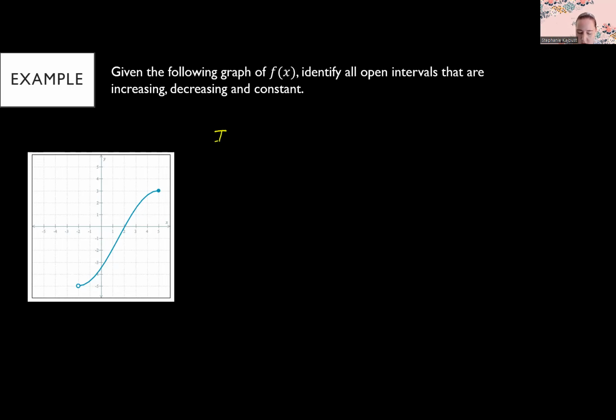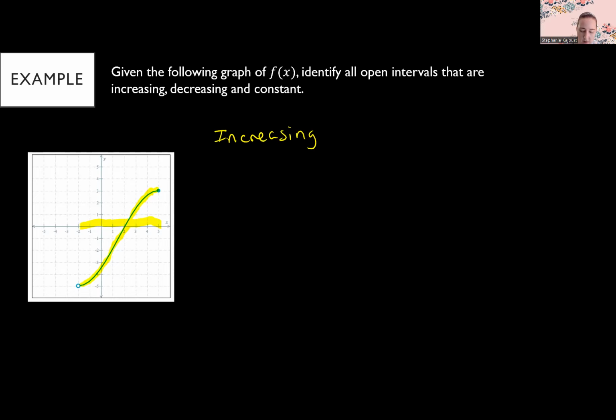And so we've got increasing here. And when you're looking at this graph, it is going up basically along this whole part. So it's going up from -2 until 5. And that covers the whole graph. That's the whole domain. We don't have any parts where we're going down. We have no parts where we're going flat. So those are both going to be no. So we only have an increasing interval here.